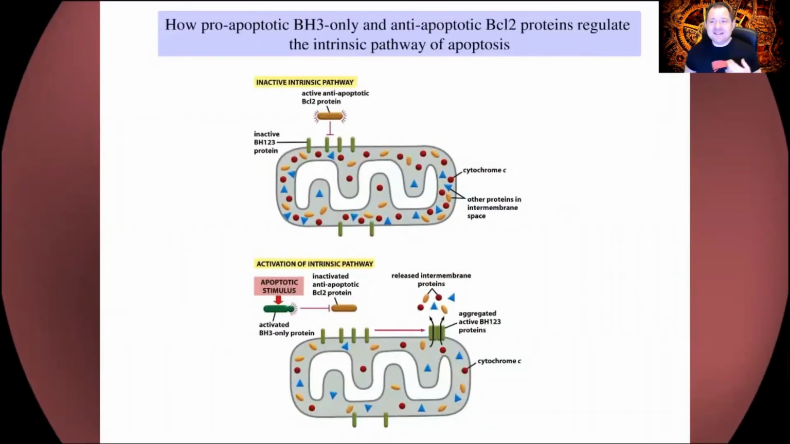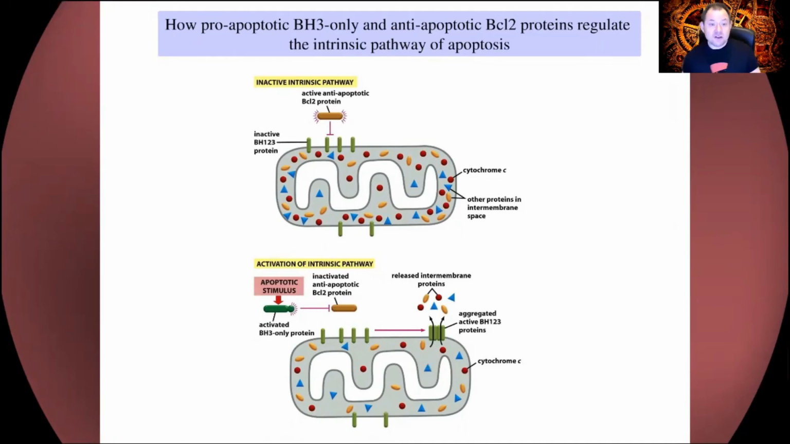Now, if apoptosis is inactive because there's too much BCL2, this is how it works. If you've got lots of BCL2, the anti-apoptotic protein in the cell, it basically holds on to the BH123 protein, so the BAX. It holds on to it and stops it from coming together to form those holes, those channels in the mitochondrial membrane. So if you have lots of BCL2, apoptosis can't happen because those channels cannot be formed by the BH123 proteins, and the cytochrome C cannot leak out, where it would bind to the APAF1 and initiate apoptosis.